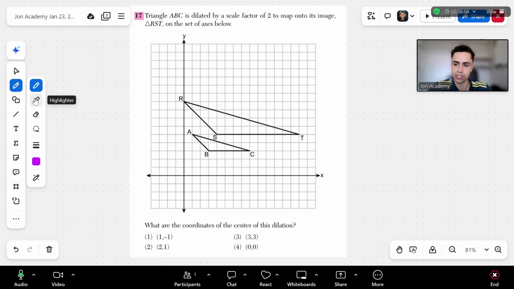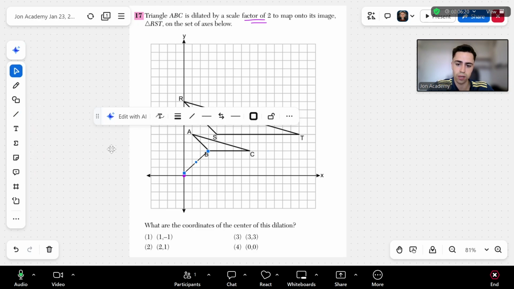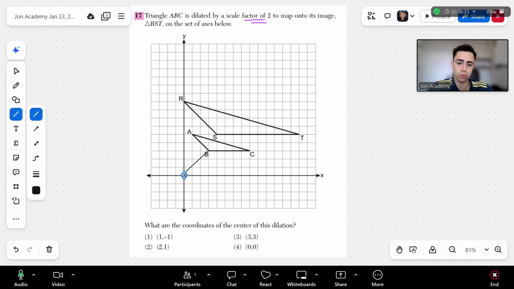This is a dilation. So let's see. What are the coordinates of the center of this dilation? It's dilated by a factor of 2. So we can try the different points. For example, (0, 0). What do we see here? This distance to B has to be the same as to S, which doesn't work, as we see. Then (0, 0), the origin, is already discarded.